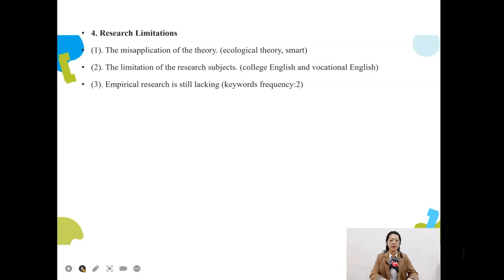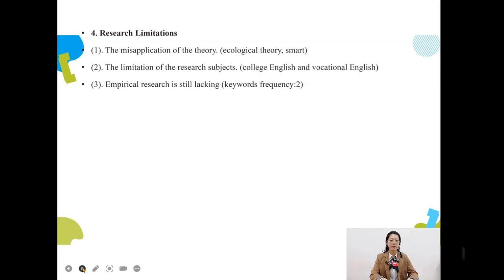Now let's see, there are some research limitations in this area. For example, the misapplication of theory. Some of the studies have only a superficial understanding of the ecological concepts. Similarly, as a fresh term, smart education has also been misused by many researchers who confuse SMART with flipped classroom, MOOC, or microcourses, and other concepts that have merely replaced some new devices.